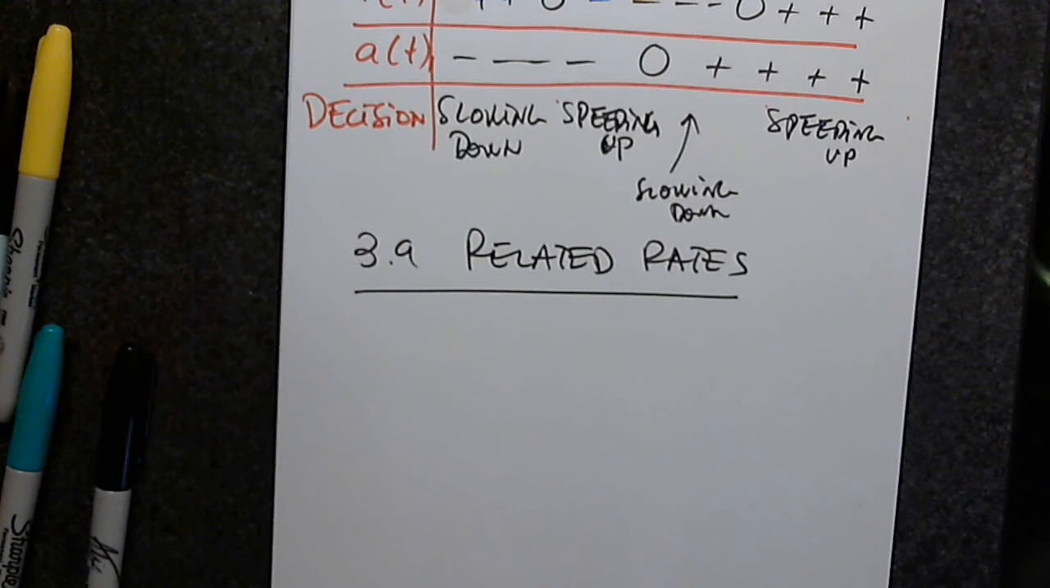I'm just saying they happen at the same time and they have some sort of relationship that we will be able to establish in all problems. We will establish a relationship between the variables. We will differentiate the relationship and then calculate something. Okay, so let's start with an example.